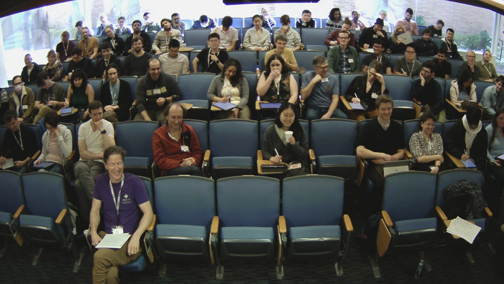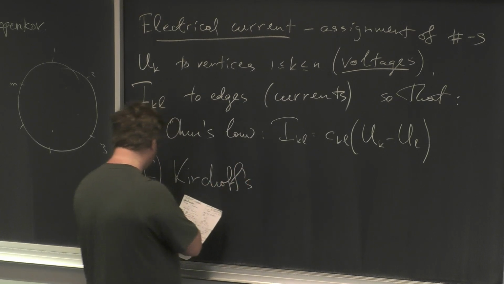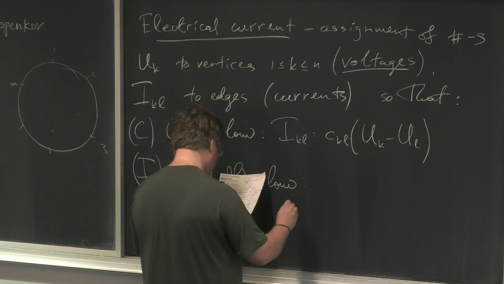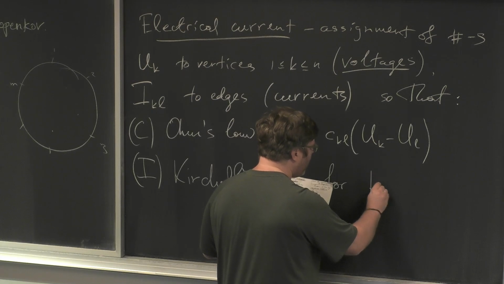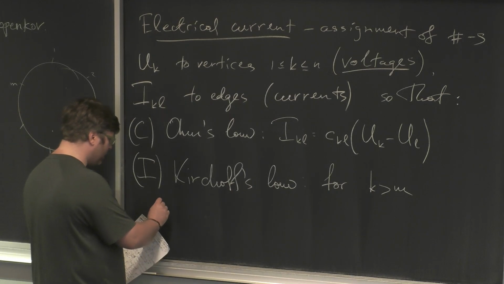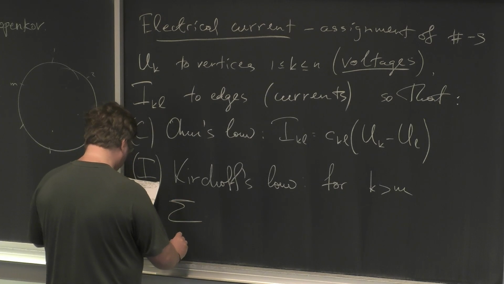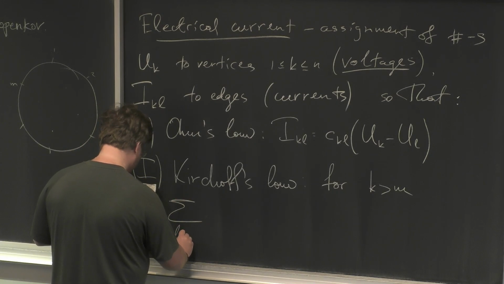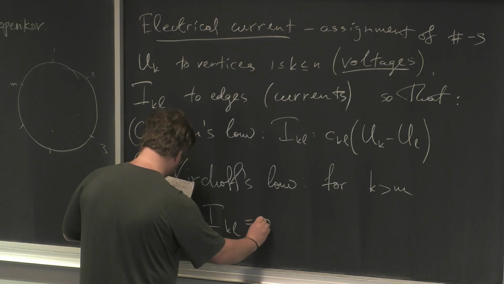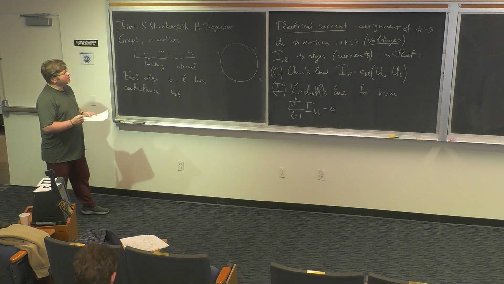Okay, and second one, still not sure why it's I. It's Kirchhoff's law. I just took it from our paper, Kirchhoff's law, which says that for any internal vertex, which means for k bigger than m in our terminology, the sum of all currents along all edges out of it is 0. Sum over l of I_KL is 0. Okay, that's it. That's the definition of electrical current.